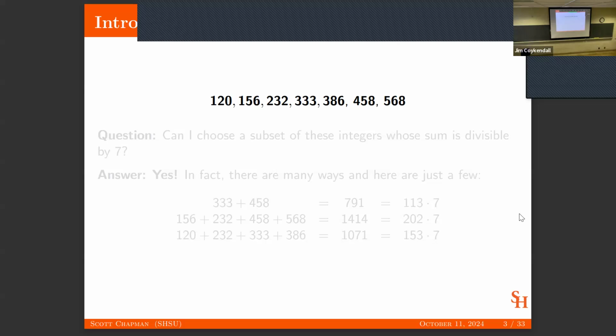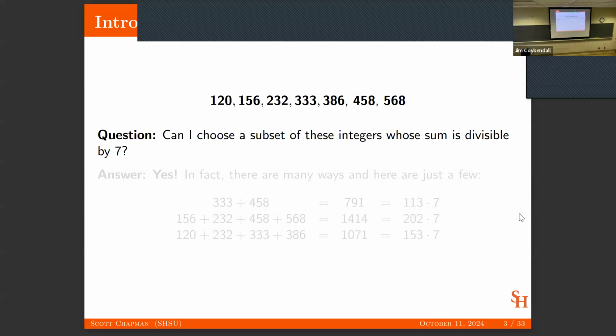Here's a list of 7 numbers. I just kind of arbitrarily picked some numbers. And let's ask a question about these 7 numbers. Can I choose a subset of these integers whose sum is divisible by 7?